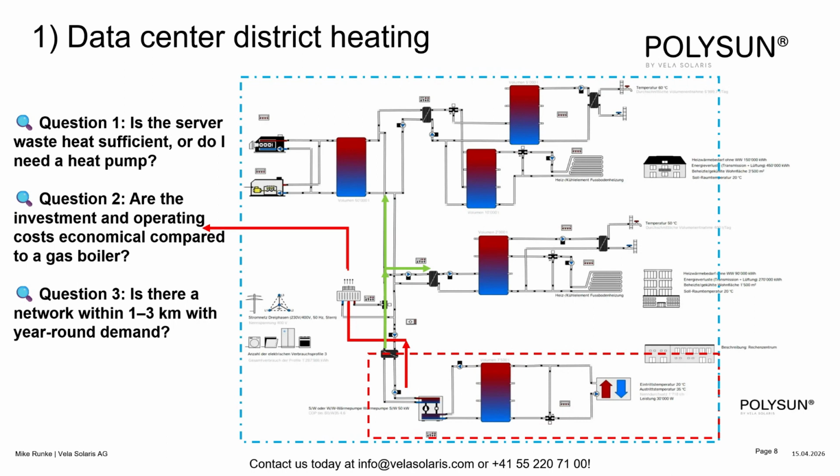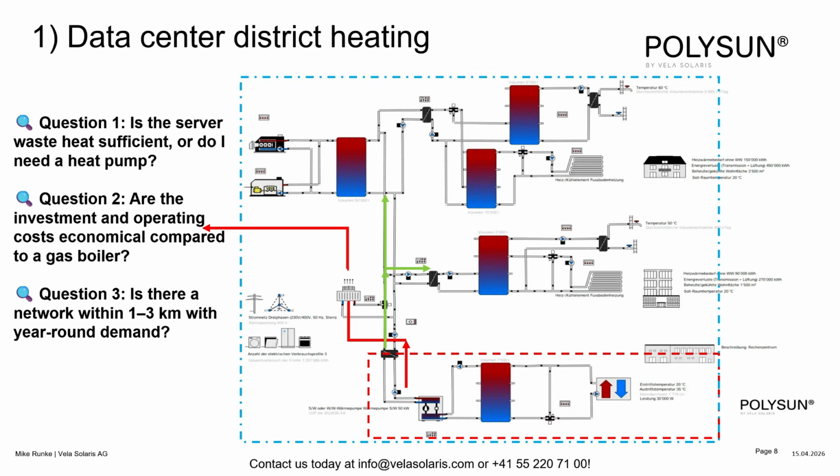Regarding the economics, the investment costs for heat pumps are 5 to 10 times higher than for a gas boiler. However, with a high COP and cheap electricity, the cost of generating heat can actually be lower than the gas price. And in many countries, subsidies cover up to 40% of the investment costs.